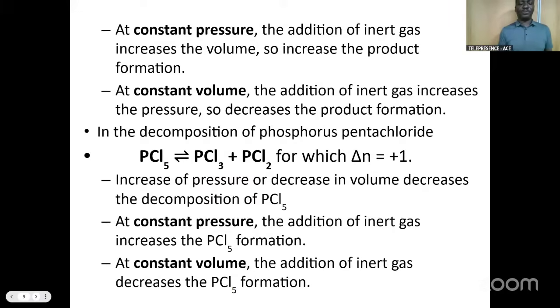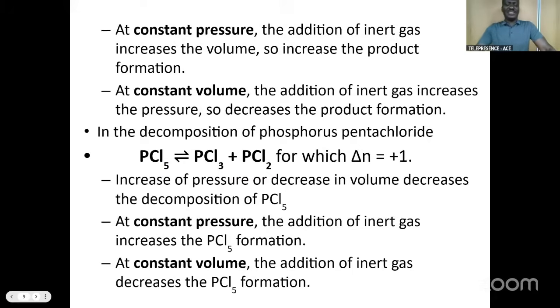All right. Now, the reverse of what happens when you change pressure is what will happen when you change volume, because according to Boyle's law, pressure is inversely proportional to volume. Pressure is inversely proportional to volume. So let's look at this illustration again.